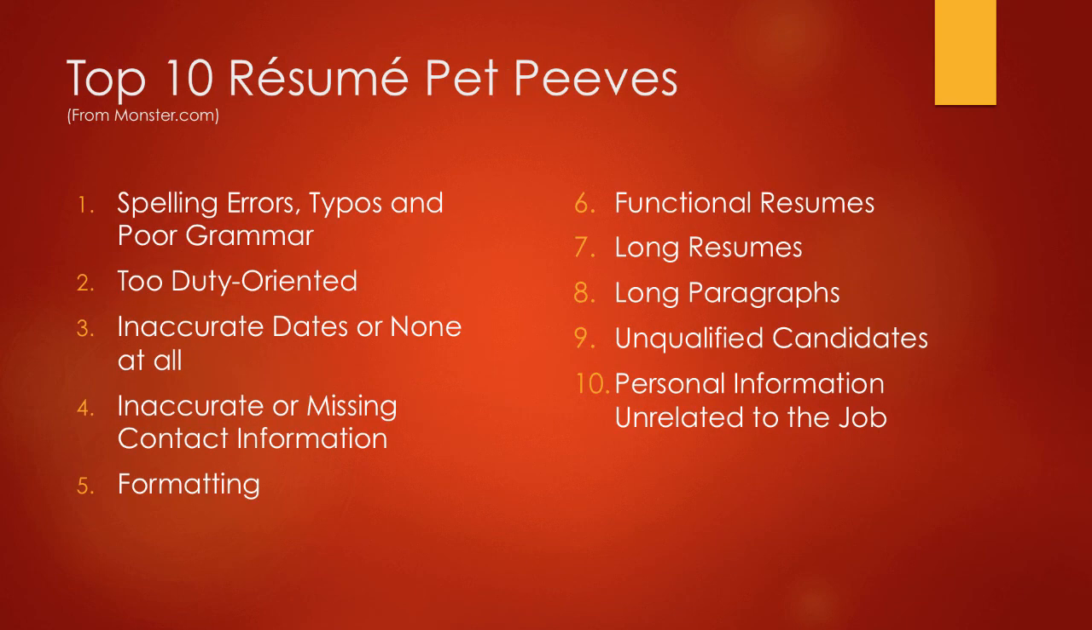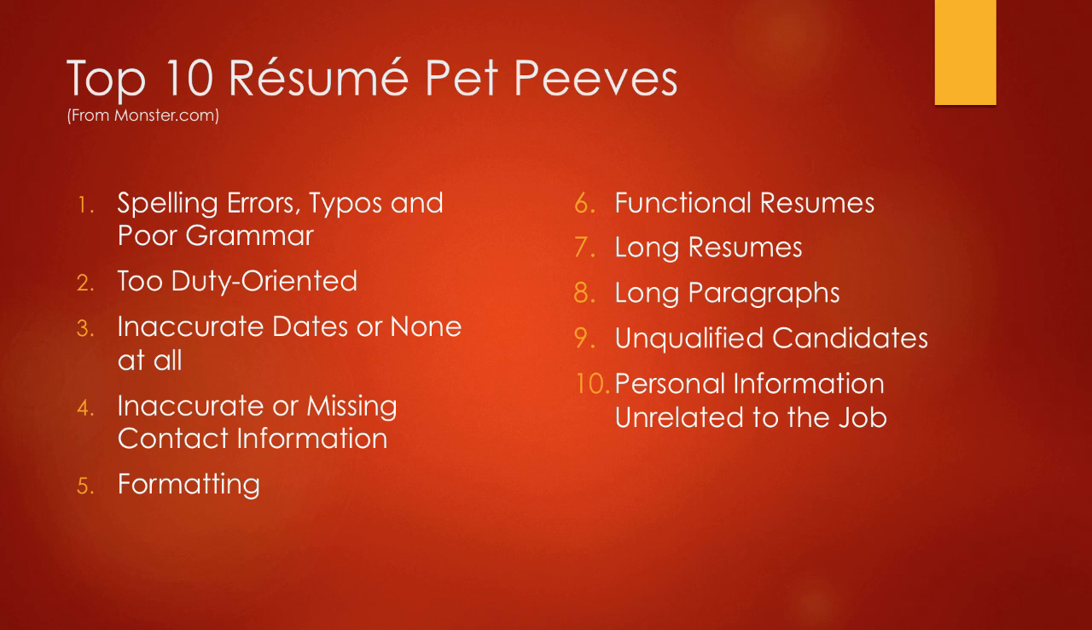Top 10 resume pet peeves according to monster.com. These come from people they've polled who read resumes all day long for a living, hiring people. These are the things that will just get you immediately rejected, okay? Number 1, of course, spelling errors, typos, and poor grammar. Because what that says to me is that either A, you're bad at spelling, typing, and grammar, or B, you don't have the attention to detail or care enough to want to do a good job on your resume. Again, it's not a dissertation. It doesn't have 300 pages with a typo in it. It's only two pages. You shouldn't make that mistake.